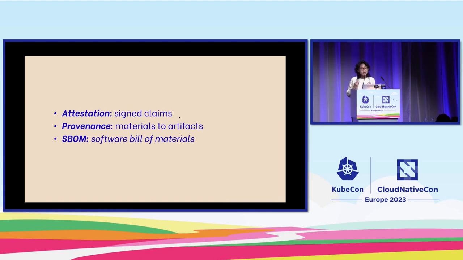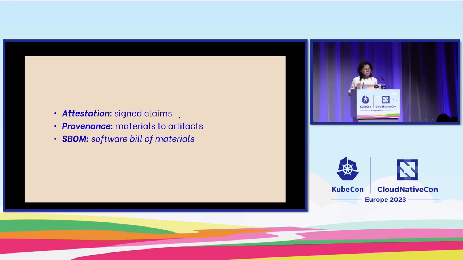And attestation is almost the same way. It's a signed claim of things. So this can be claims on your network configuration, claims on your dependencies, claims on your building infrastructure. In the context of SLSA, which we're going to talk about in a second, an attestation takes a more specific shape. It needs an envelope. It needs a predicate.